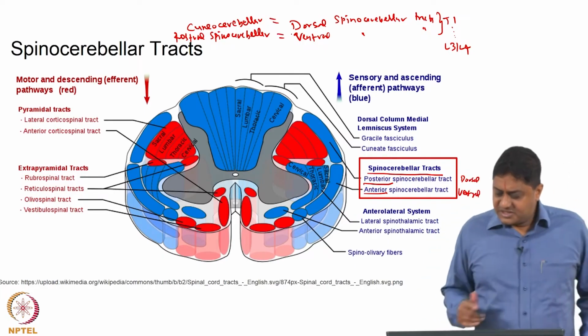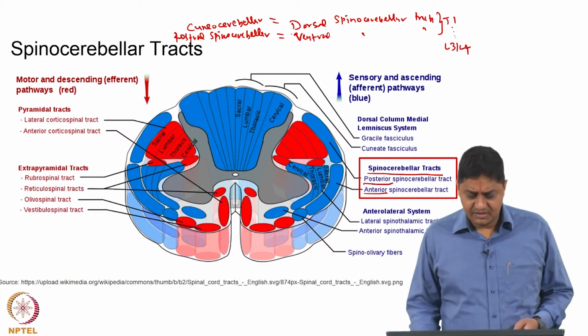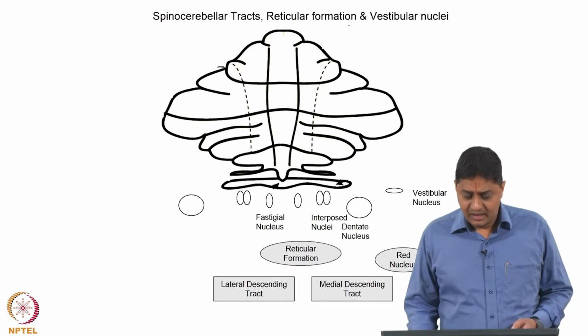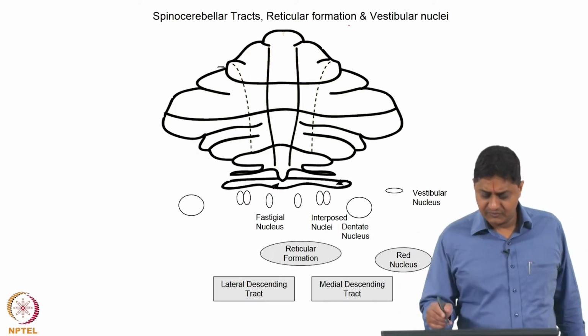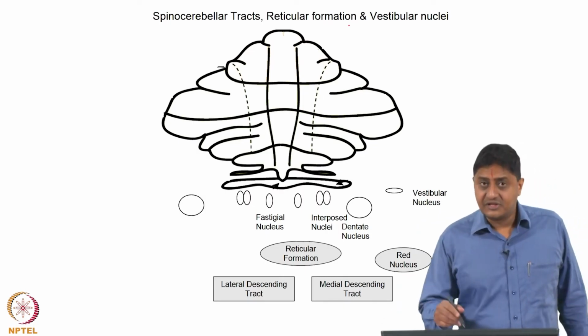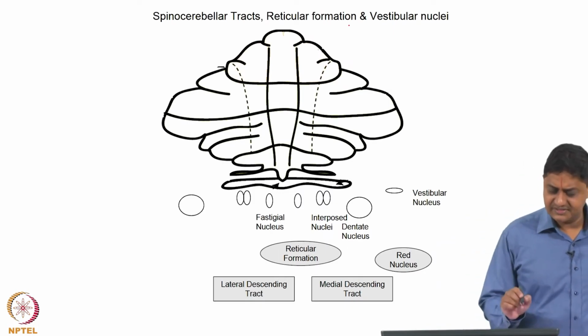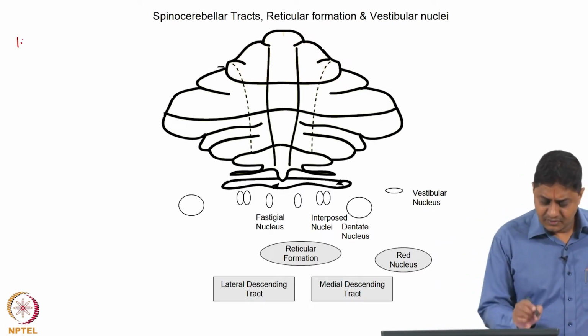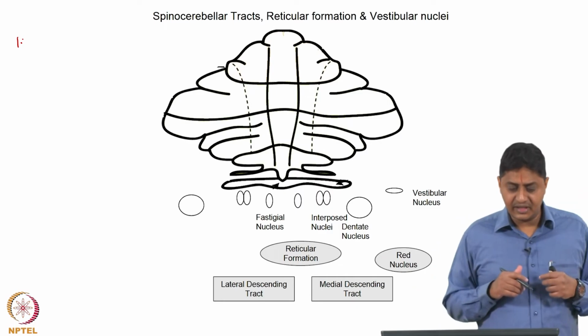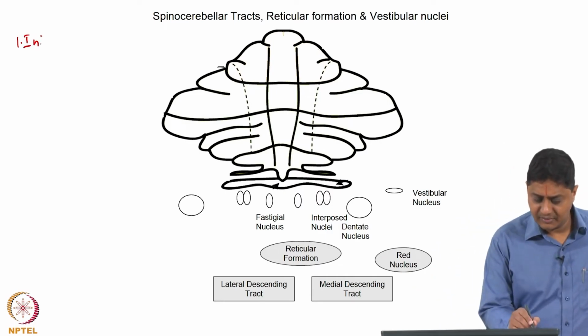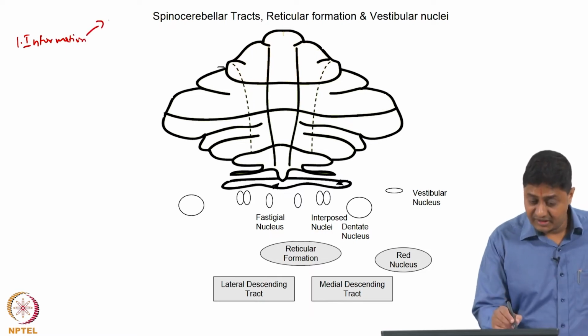The question is, what are the sorts of information that are brought by these? I will discuss some of these topics in this slide, and we will continue with the pathways in a bit. So, what are the various sorts of information? First is information about the environment, what is going on in the environment. And the other information is from the organism.